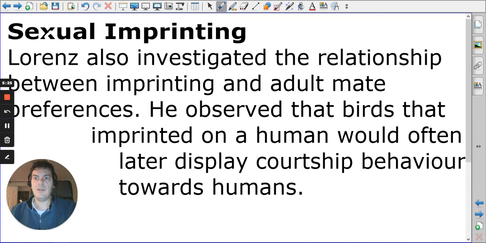Now, obviously, they haven't given us too much clarity as to what we need to know about Lorenz, and so the classic understanding of imprinting is quite important.